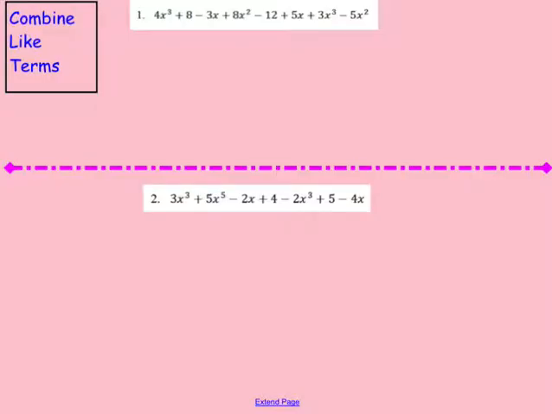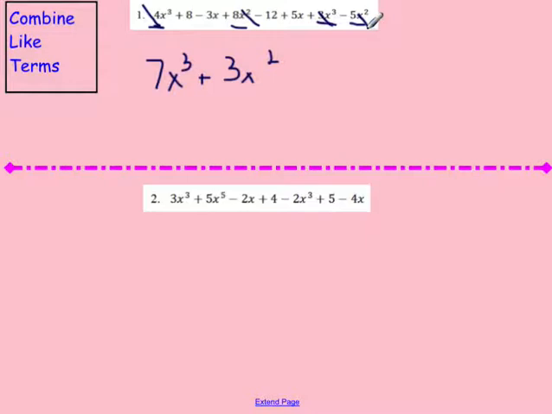So for number 1, this is like we did on the previous note sheet. We just combined like terms. Our largest exponents here are these x to the third, so we're going to combine those. 4x to the third plus 3x to the third is going to give us 7x to the third. Next we have 8x squared minus 5x squared. 8 minus 5 is 3, and then we have x squared.